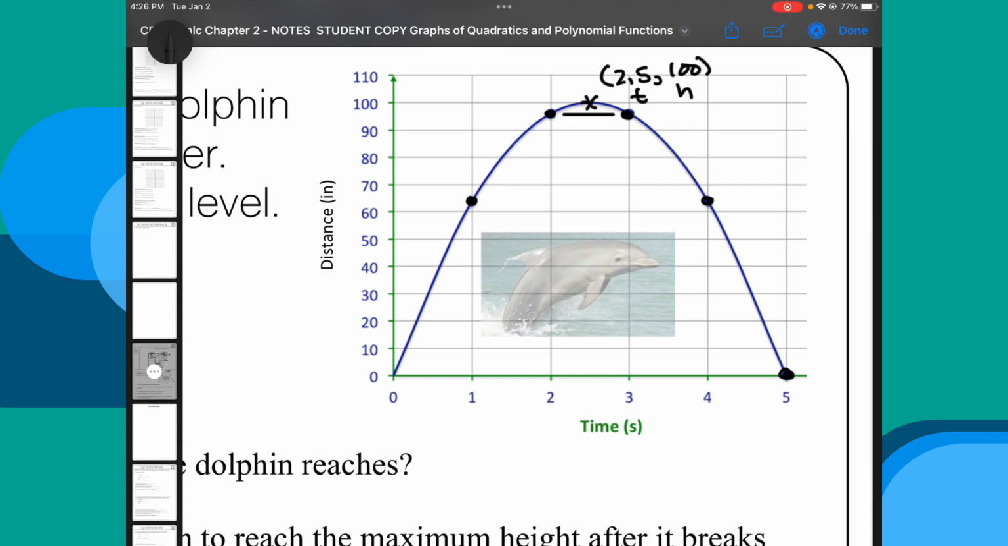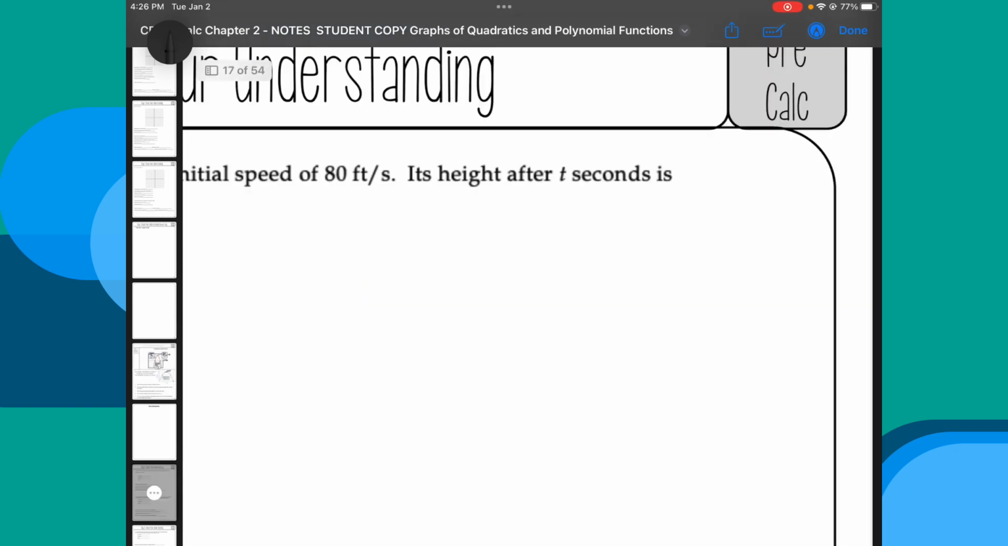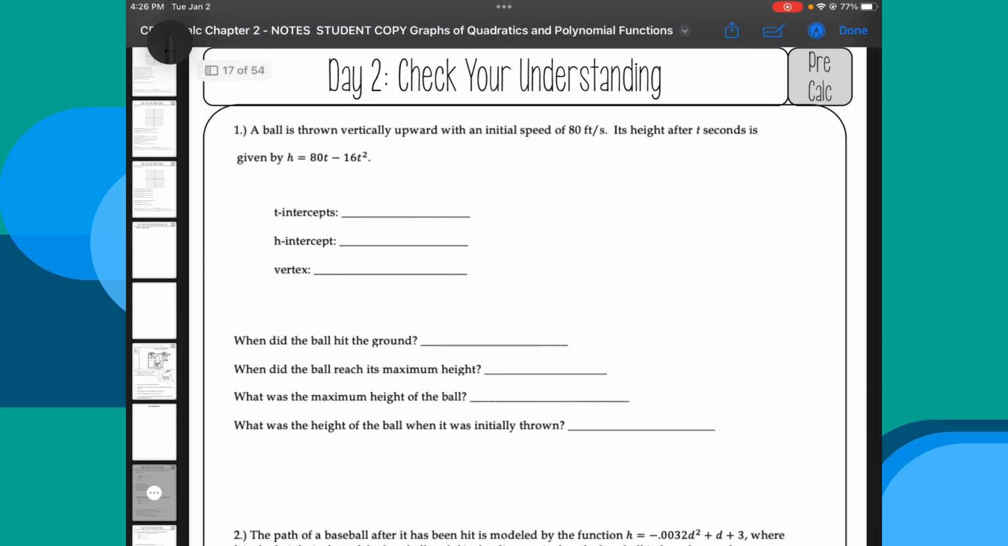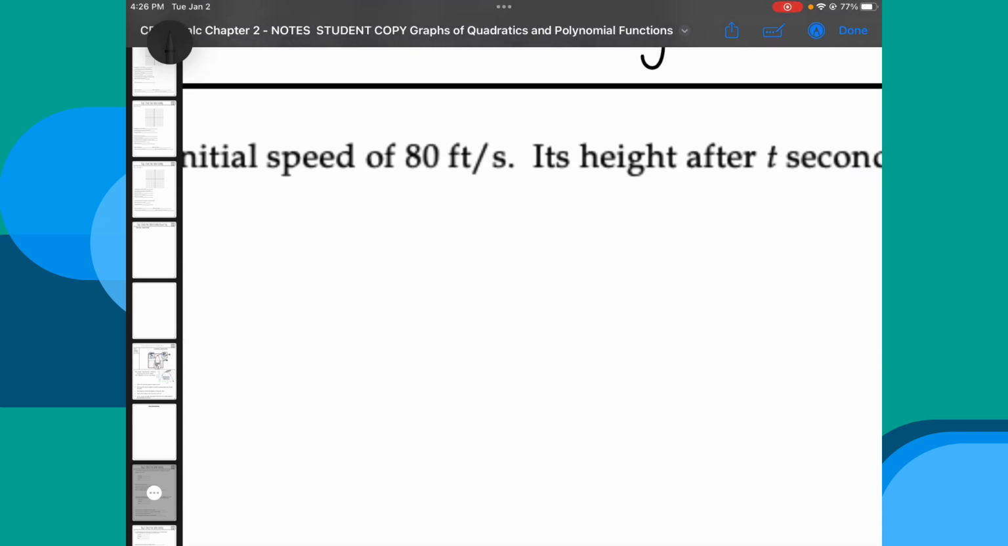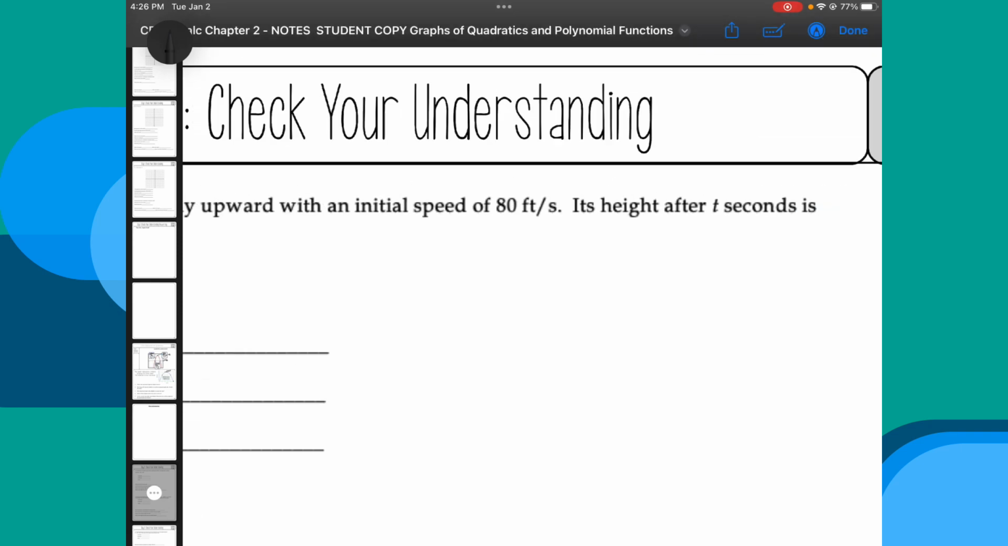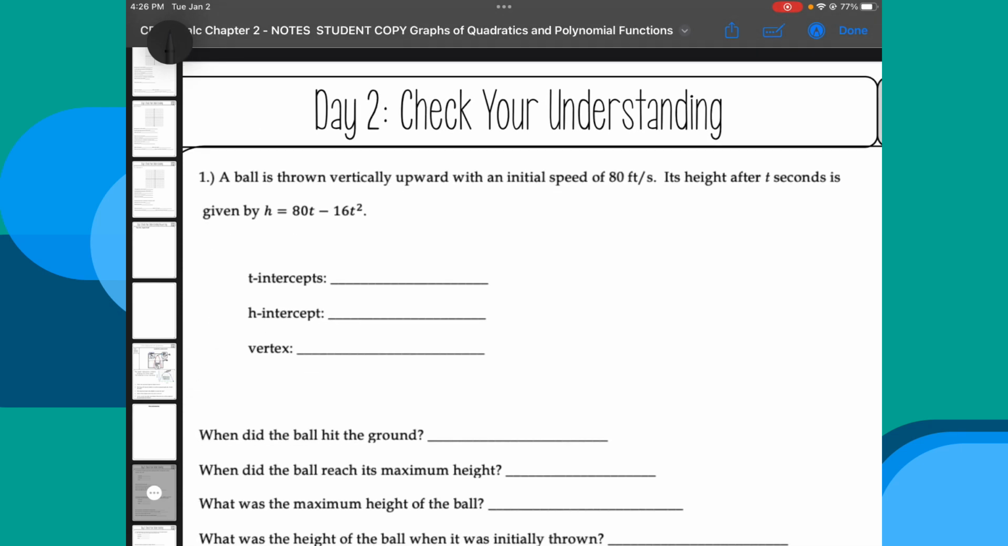So let's apply some of the knowledge that we know to a real-life problem. This says a ball is thrown vertically upwards at an initial speed of 80 feet per second. Its height after t seconds is given by h = 80t − 16t². And then it's asking us to solve for the t-intercepts, the h-intercepts, the vertex, and then we can answer the questions based upon that information.